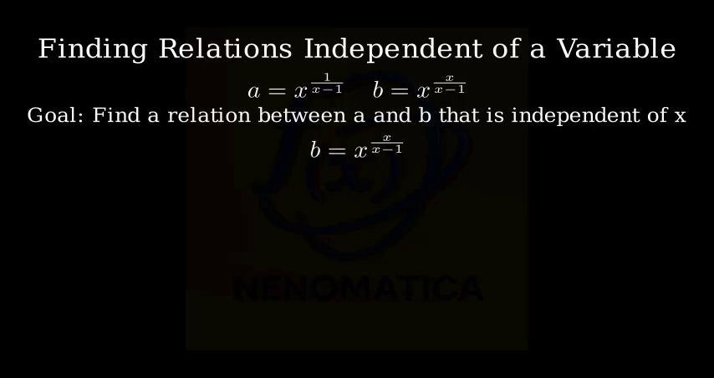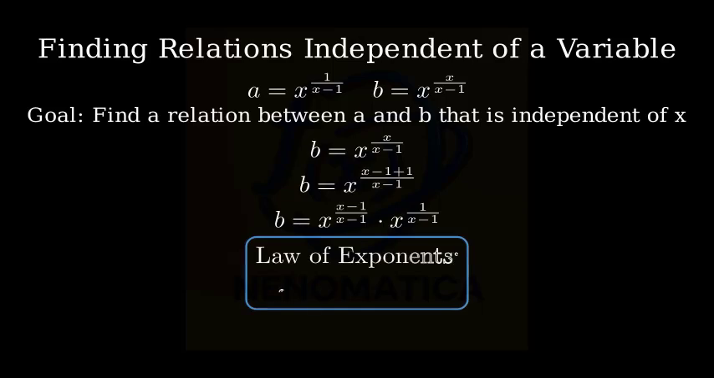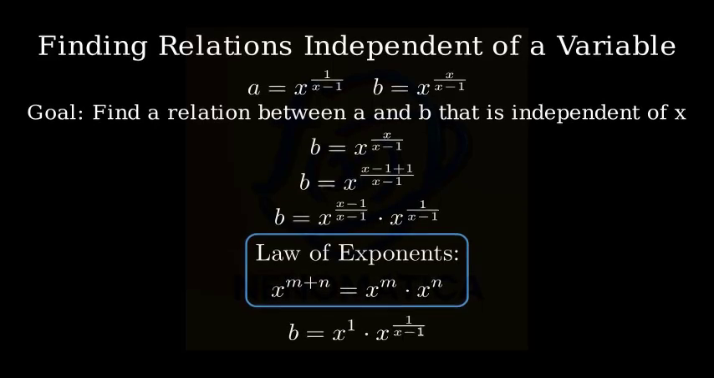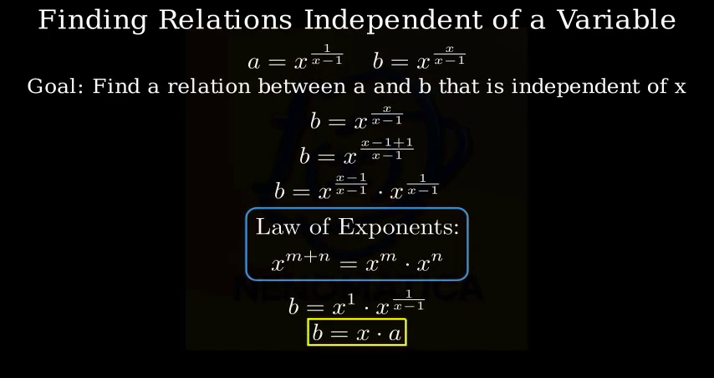Let's start by working with the expression for b. We'll rewrite the exponent of b by adding and subtracting 1 in the numerator. We can rewrite x in the numerator as x minus 1 plus 1. Using the laws of exponents, we can split this into a product of powers. The first exponent simplifies to 1 because x minus 1 over x minus 1 equals 1. And notice that the second term is exactly our definition of a. So we have b equals x times a.